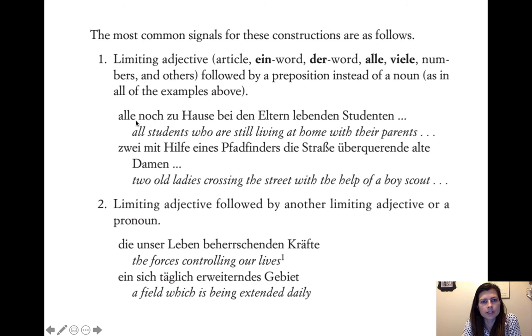And then you look at the rest of it and you say noch zu Hause bei den Eltern lebenden. So we want to grab our adjective. The last part right before that noun is going to be the adjective, often a participle. In this case, it's a present participle, but it doesn't have to be. It can be a normal adjective. But this is a present participle. So we have all students, and then we know that this is living. So we want to say all students living still at home with their parents. So it would be all students living still at home with their parents.